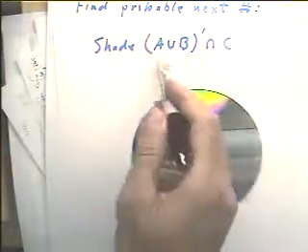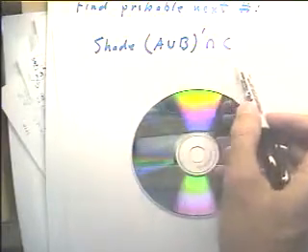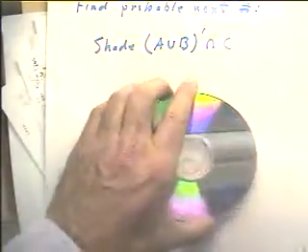Let's look at the problem of shading the set A union B prime intersection C.